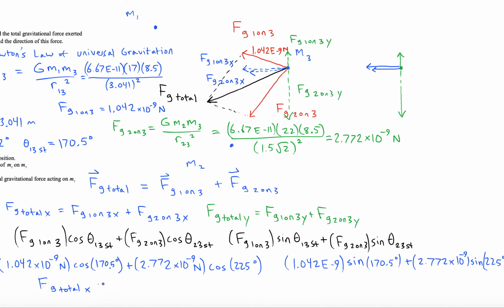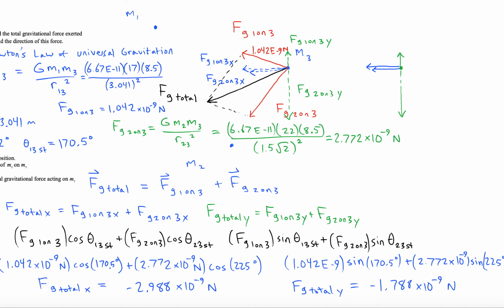All right, for my net force in the x direction, I get negative 2.988 times 10 to the minus 9 newtons. And for my net force in the y direction, I get negative 1.78 times 10 to the minus 9 newtons.